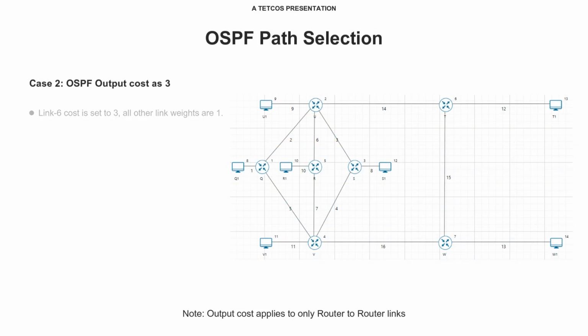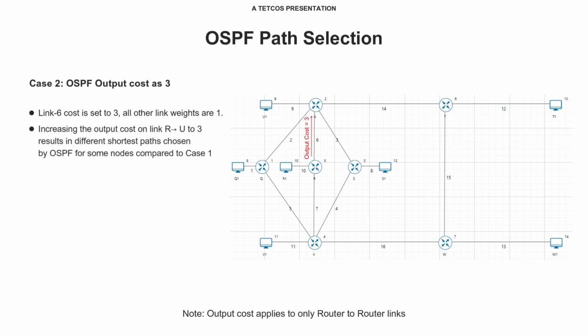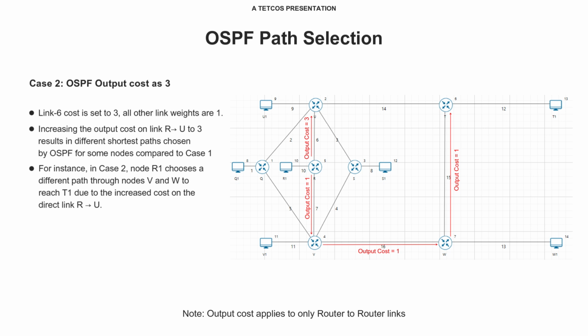Let's understand the packet flow when the output cost of router R is changed to 3. Increasing the output cost on the link from R to U to 3 leads to different shortest paths being chosen by OSPF for some nodes compared to case 1. For example, in case 2, node R1 selects an alternative route through nodes V and W to reach T1 due to the higher cost on the direct RT link. This weight adjustment helps balance the load across links by redistributing traffic, effectively reducing congestion on the link from U to T.